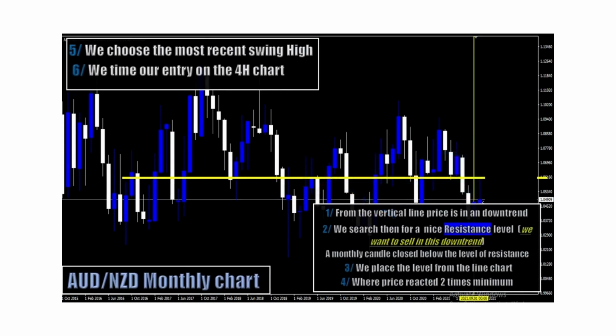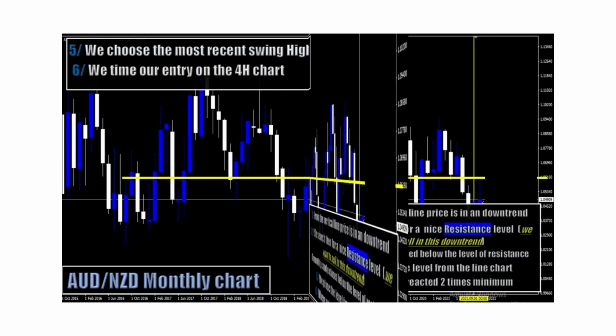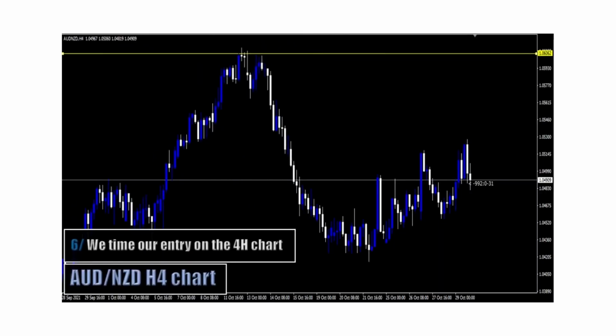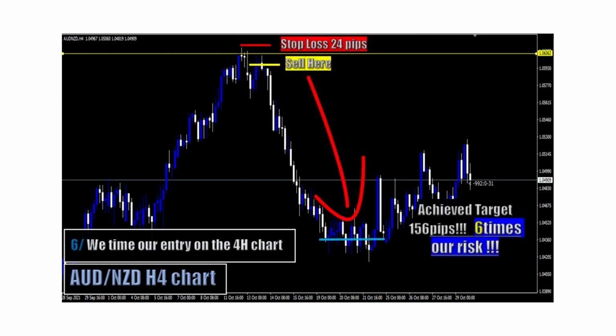Then we time our entry on the 4-hour chart. Here we are. So in the signal group, a pattern was validated, and then we entered our trade at this level. Our stop loss was 24 pips, and the price achieved 156 pips, which means 6 times our risk.